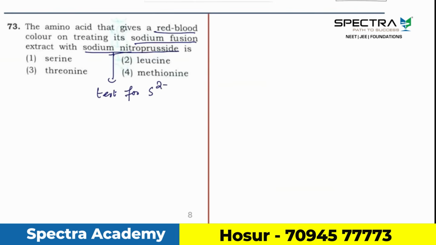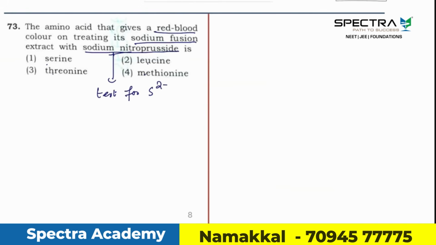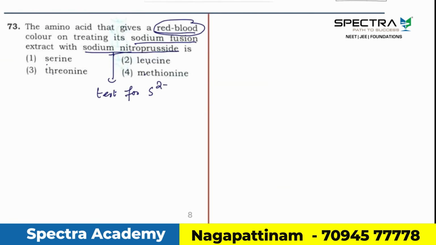So our task is to find in which of the following amino acids the sulfur element is present. Because those amino acids, when converted to sodium fusion extract, on further treatment with sodium nitroprusside will give you a red blood color precipitate.